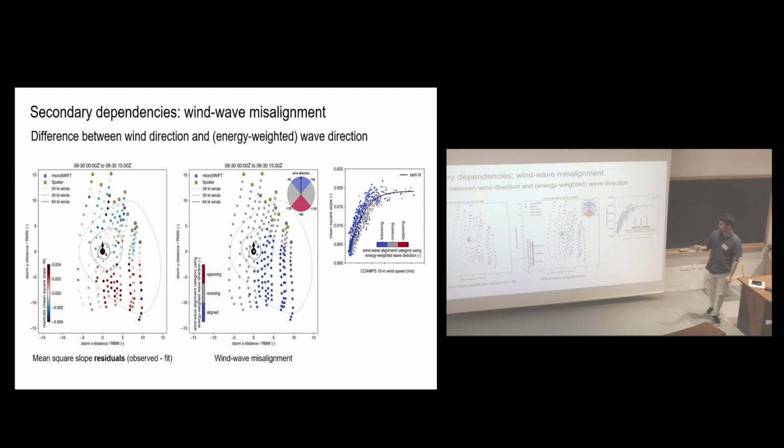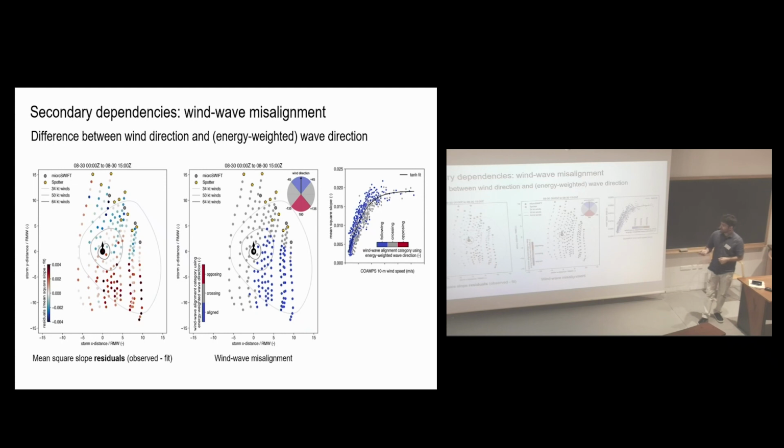And if we then turn to our plot of mean square slope versus wind speed, we find that this metric seems to really show that waves that are better aligned tend to lie above our fit, and waves that are crossing tend to lie below it, at least in this region, less than probably 30 meters per second. So we're seeing this connection between our residuals of mean square slope and this wind-wave misalignment.